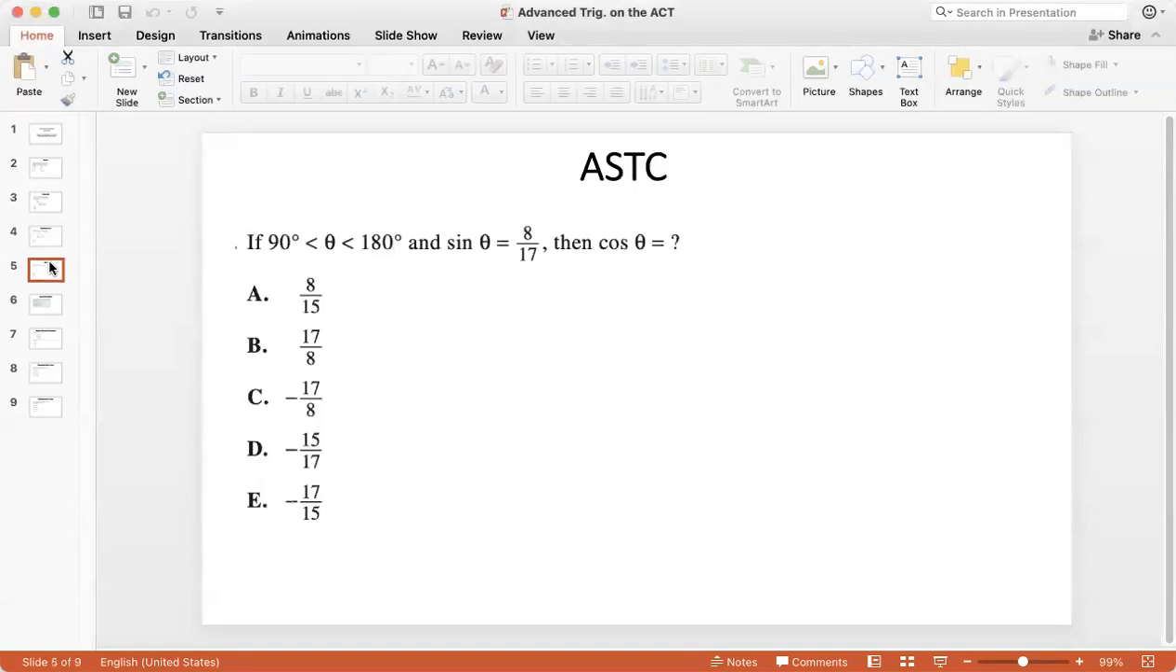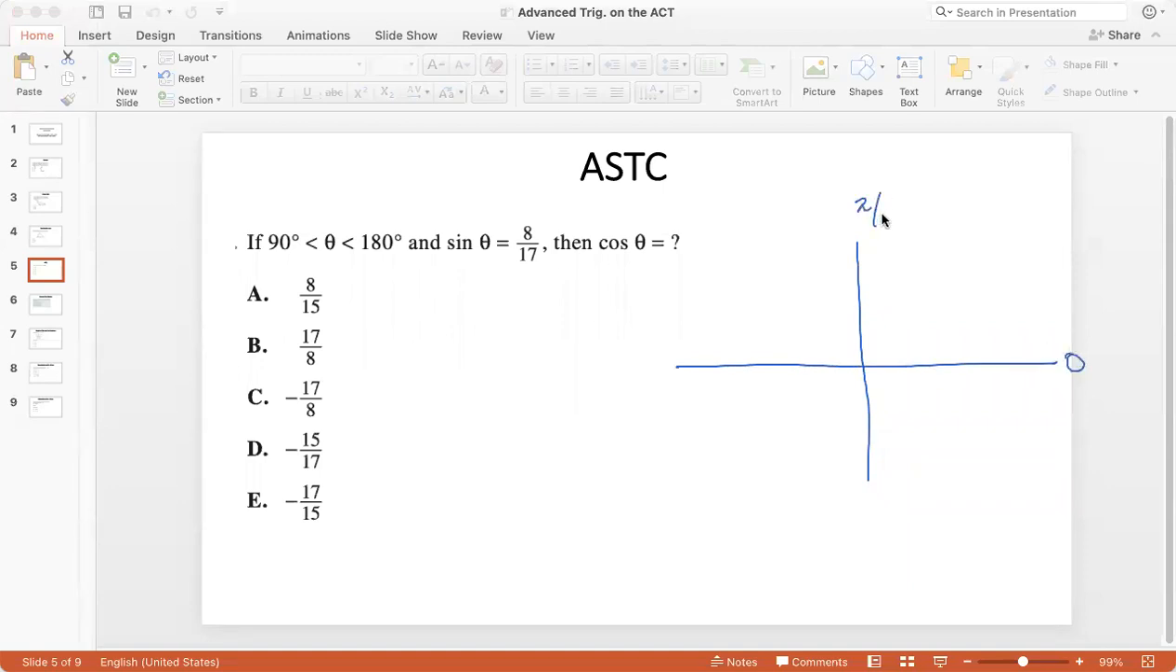Okay, let's look at the ASTC rule. The ASTC rule is used to determine the sine, cos, or tan of any angle, right? So we have 0, pi by 2, which is 90 degrees, pi, which is 180 degrees, 3 pi by 2, which is 270 degrees, and 2 pi, which is 360 degrees.